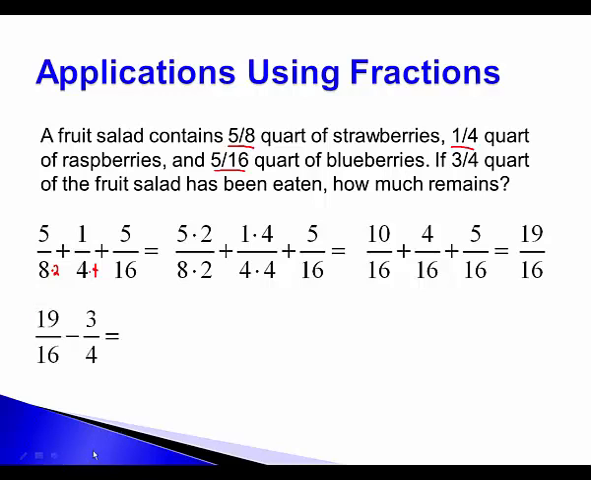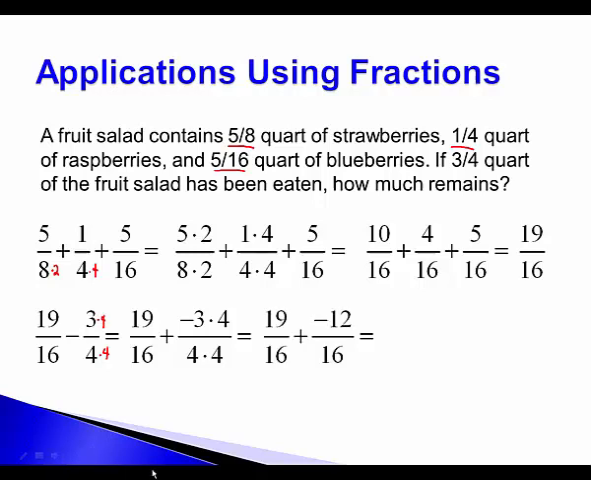What I now want to do is take away the part that has been eaten. So it would be 19 over 16 minus the 3/4 quart that has been eaten. Notice you do not have a common denominator here, but you could get one by simply multiplying top and bottom both of this, by 4. I'm going to do that and add the opposite all at the same time. So I have 19 over 16 plus negative 3 times 4 over 4 times 4. When I do those multiplications, I get 19 over 16 plus negative 12 over 16. I now have a common denominator and I can add the numerators.